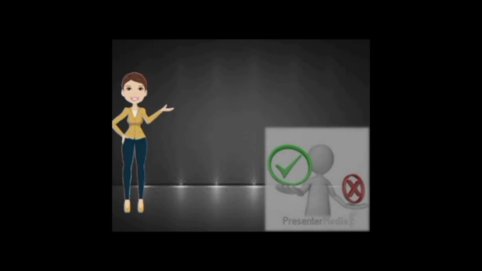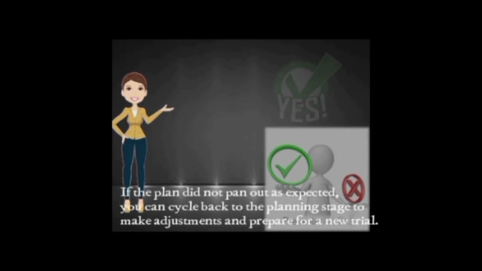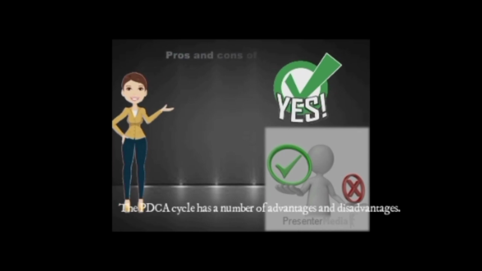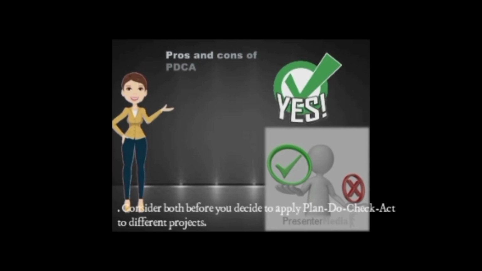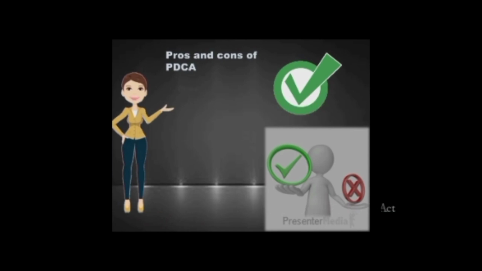If the plan did not pan out as expected, you can cycle back to the planning stage to make adjustments and prepare for a new trial. The PDCA cycle has a number of advantages and disadvantages. Consider both before you decide to apply Plan, Do, Check, Act to different projects.